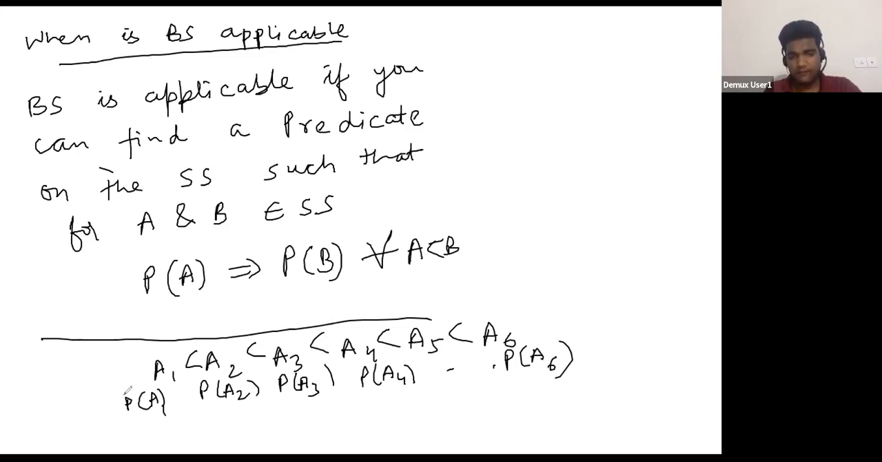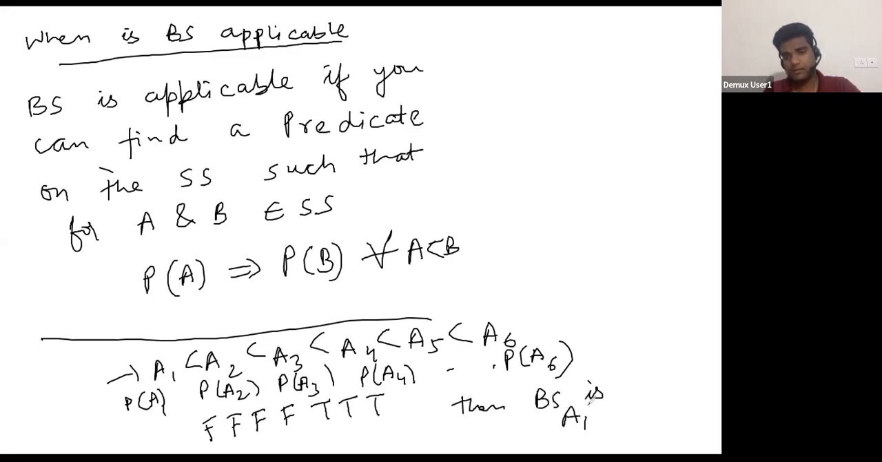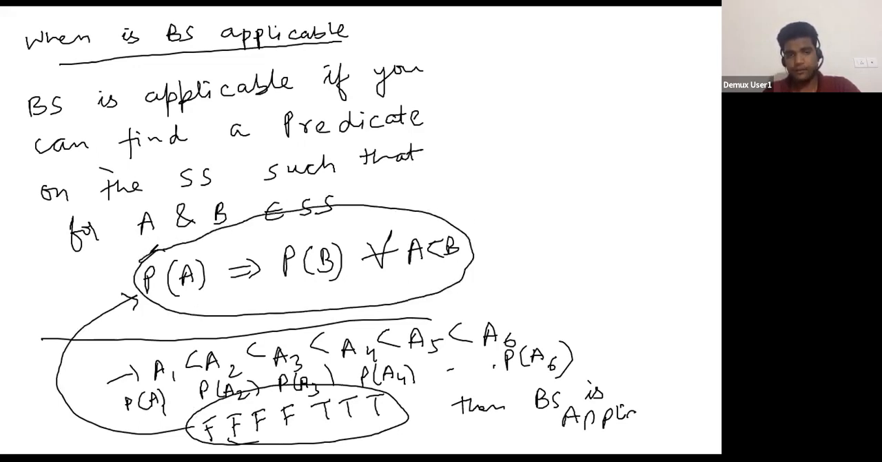So if after applying the predicate on this, you get a pattern which is a series of falses followed by a series of trues, then binary search is applicable. So this series of falses followed by a series of trues is what is written in this line. That if the predicate evaluates to true for some A which is less than B, then the predicate evaluates to true for all the B's which are to the right of A, which are greater than A, which is what is encapsulated by this.